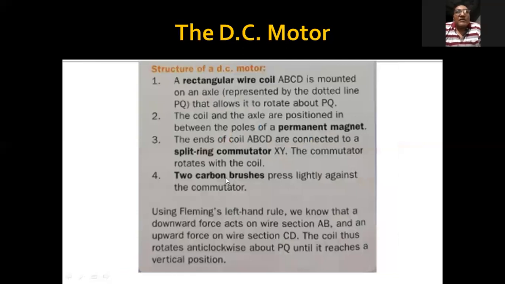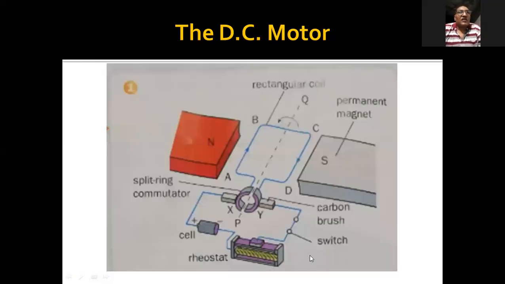Two carbon brushes press tightly against the commutator. Using Fleming's left hand rule, we know that a downward force acts on the wire section AB and an upward force on the wire section CD. The coil thus rotates anti-clockwise about the PQ until it reaches a vertical position. Try to understand this. Now, let's apply it.